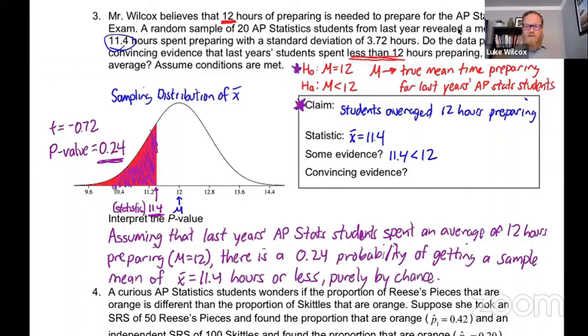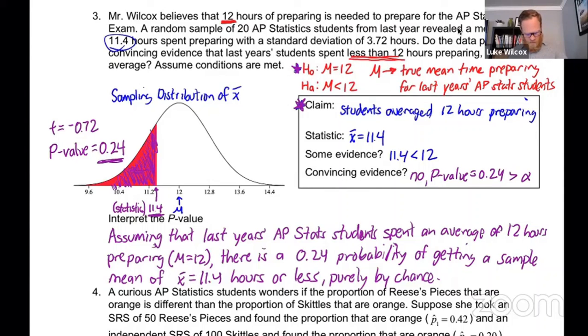Now, for this one, the p-value is fairly large. 24% of the time when you take a random sample of 20 students, you're going to get an X bar of 11.4 or lower when we assume the null hypothesis is true. Well, that very well could have just happened purely by chance. So do we have convincing evidence for the alternative? No, we do not here. And that's because our p-value is large, 0.24, which I'm just going to say is greater than a traditional alpha value of 0.05. So we do not have convincing evidence that the true mean is less than 12.